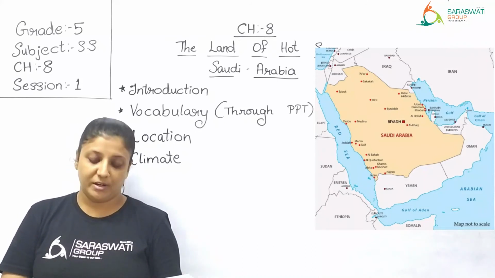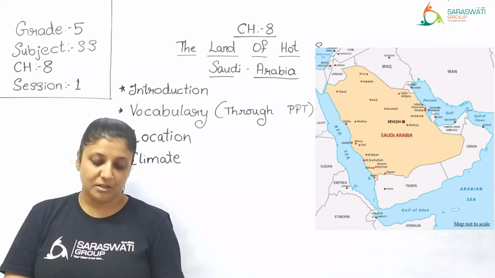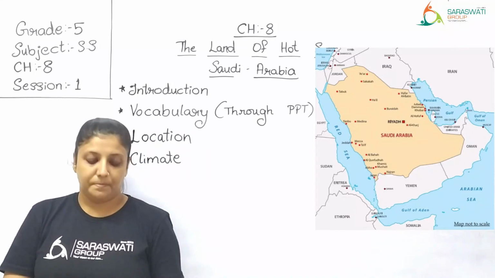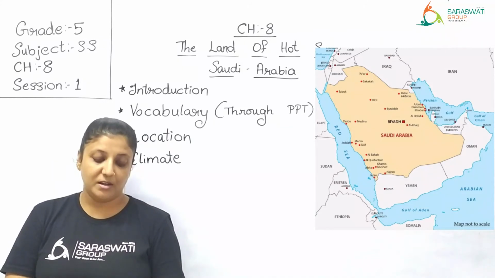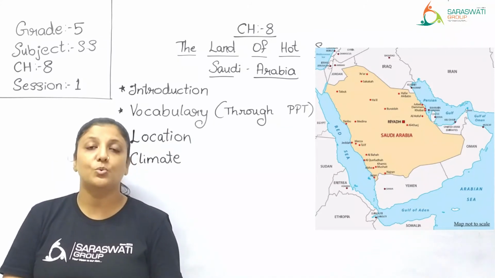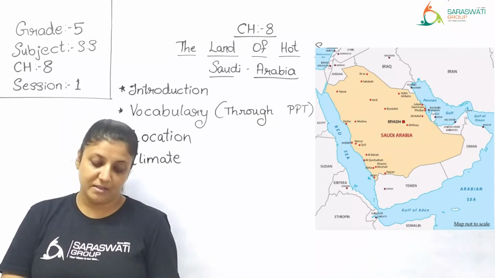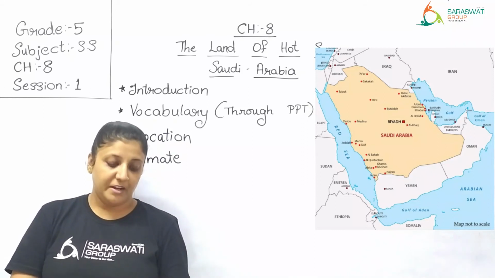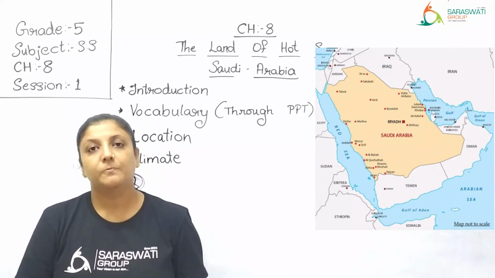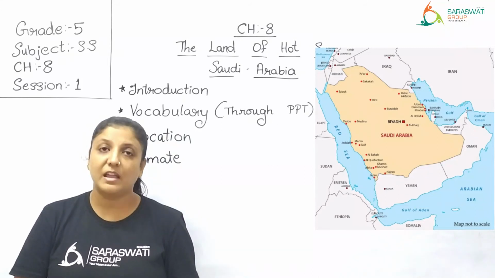Saudi Arabia shares its boundaries with Jordan and Iraq in the north, Kuwait in the northeast, the Persian Gulf, Qatar, Bahrain and United Arab Emirates, that is UAE, in the east, Oman in the southeast and Yemen in the south and the Red Sea in the west. So it has all these places as its neighbors.